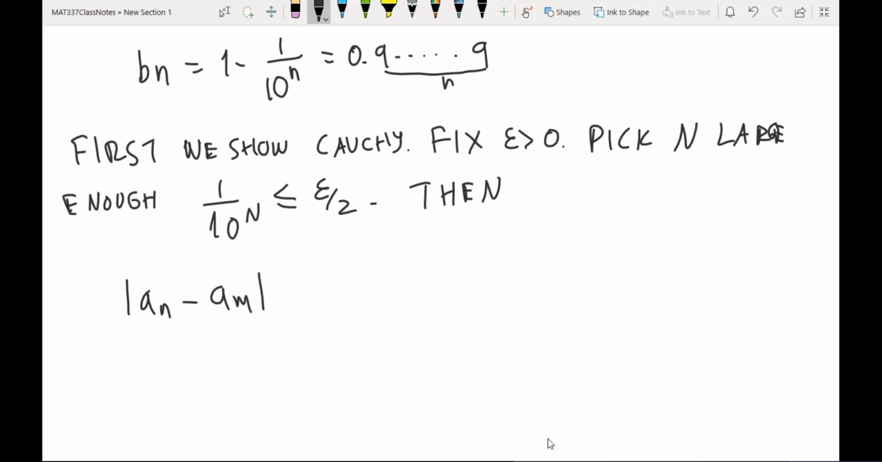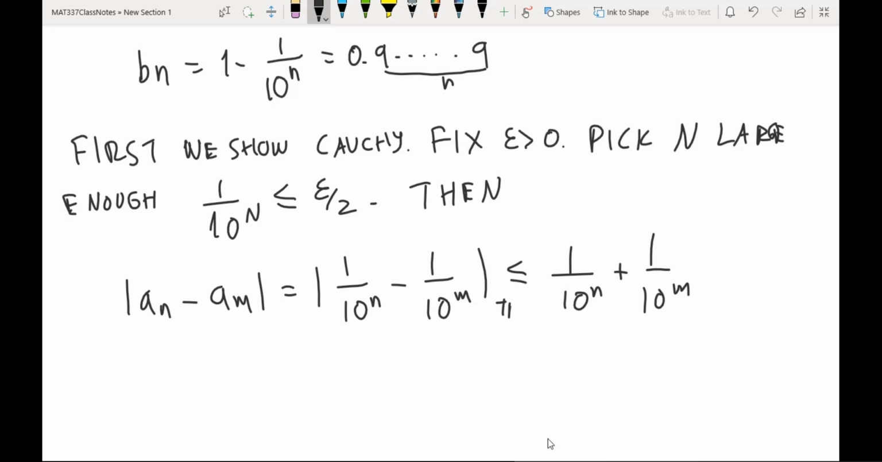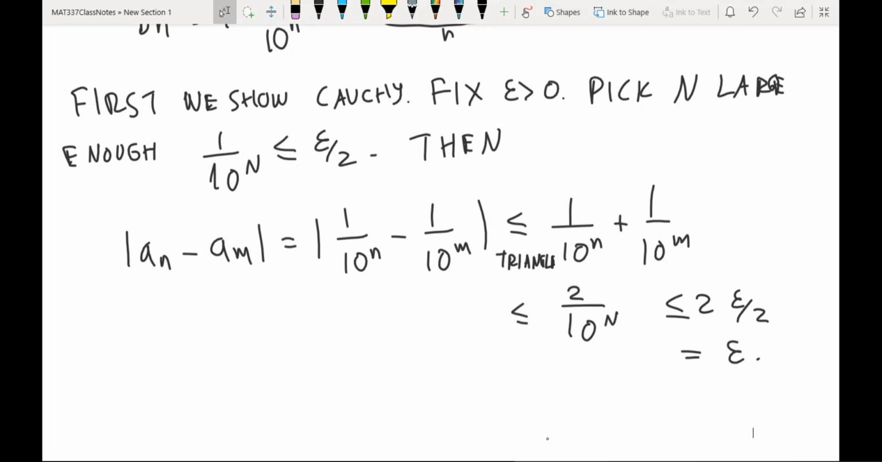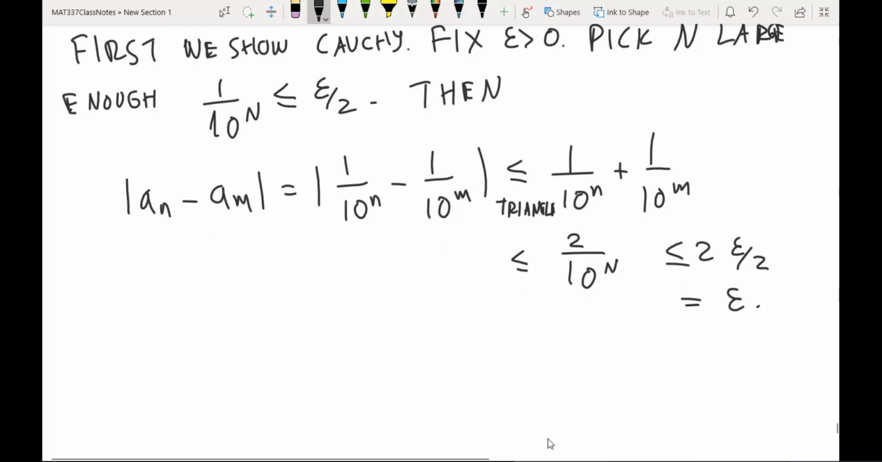Then a_n minus a_m is equal to 1 over 10 to the n minus 1 over 10 to the m. By the triangle inequality, this is less than this. And by monotonicity, you get 1 over 10 to the n, which is less than 2 times epsilon over 2, which is epsilon. Okay, so that's why it's Cauchy. And then equivalence.